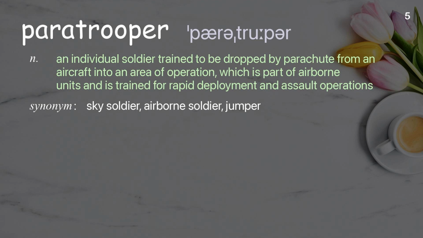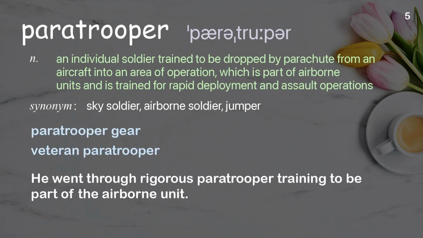Paratrooper. An individual soldier trained to be dropped by parachute from an aircraft into an area of operation, which is part of airborne units, and is trained for rapid deployment and assault operations. Examples: Paratrooper gear. Veteran paratrooper. He went through rigorous paratrooper training to be part of the airborne unit.